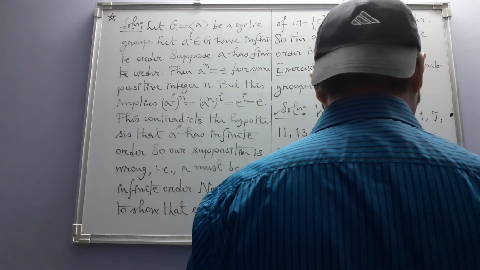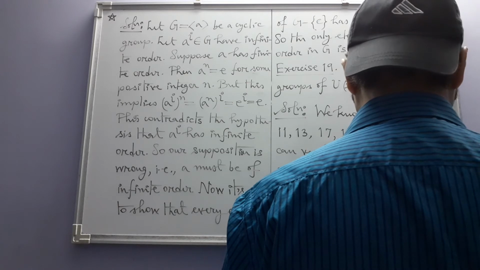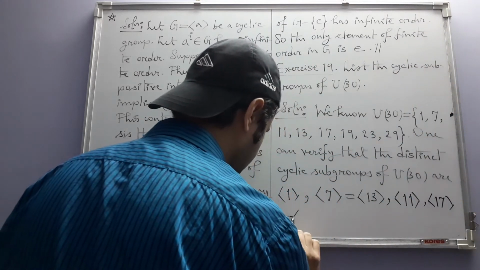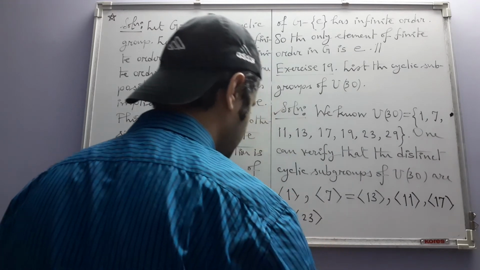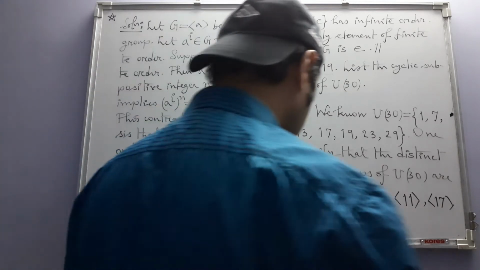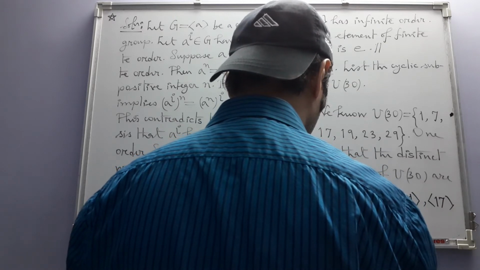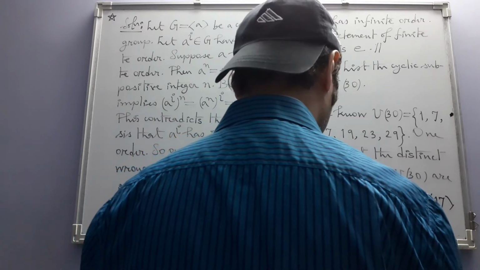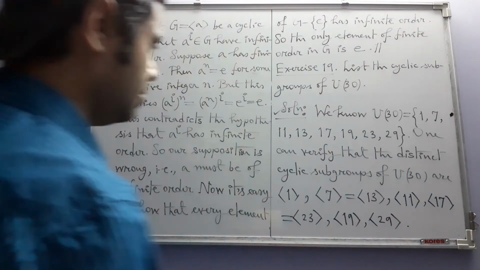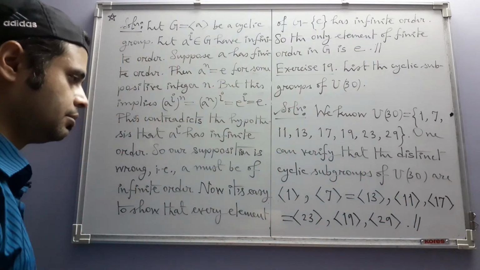And then the cyclic subgroup generated by 11. Then the one generated by 17, which turns out to be the same as the one generated by 23, because 17 and 23 are inverses of each other in U30. And then two more, 19 and the cyclic subgroup generated by 29. So these are the distinct cyclic subgroups in U30.